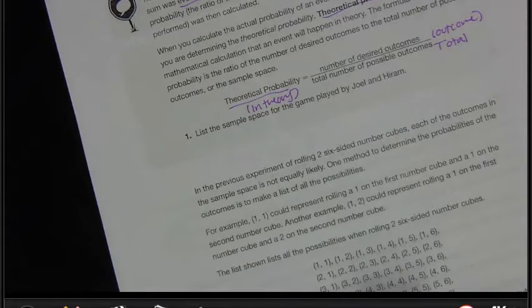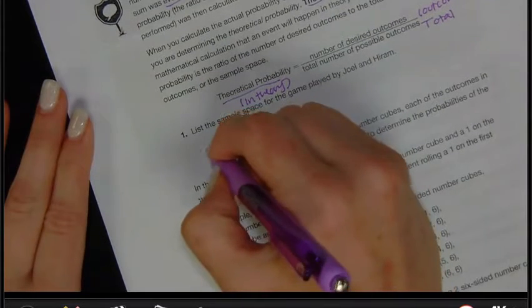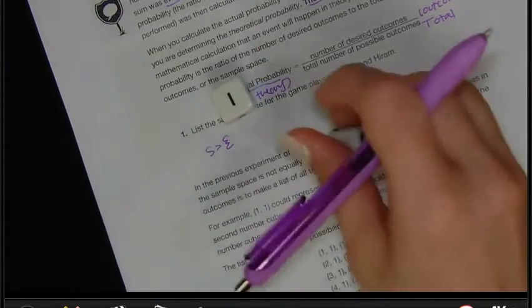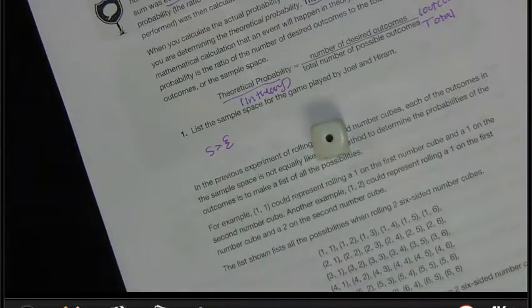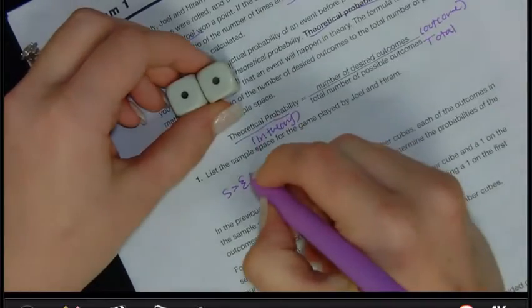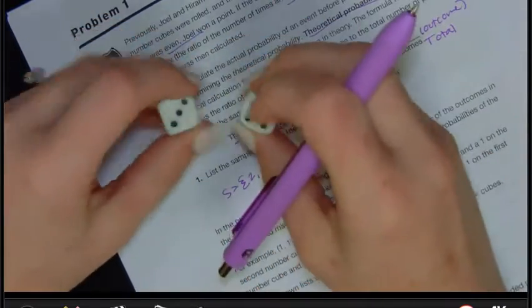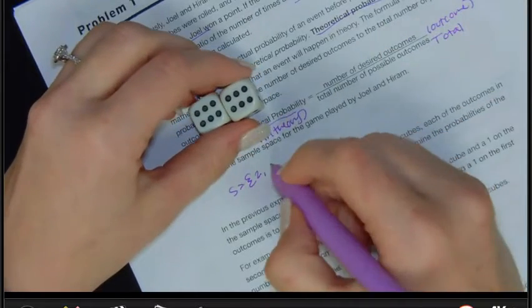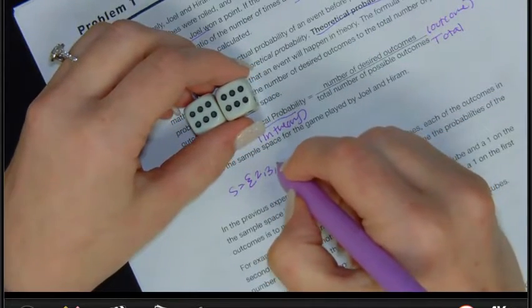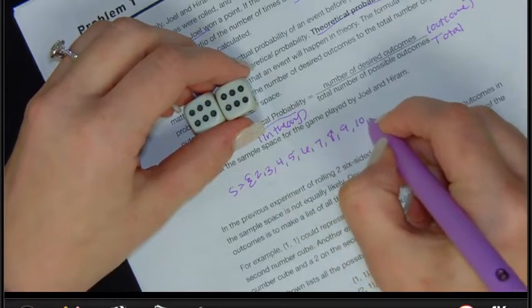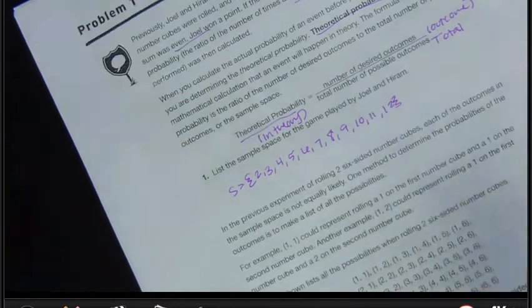Number 1 was asking us to list our sample space again. And if you can remember all the way back to the very beginning, the lowest number I could roll on my number cube was 1 and 1, which gave me a sum of 2. And the highest number that I could roll on my number cube was 6 and 6, which gives a sum of 12. But I could have every number in between. So 2, 3, 4, 5, 6, 7, 8, 9, 10, 11, and 12.